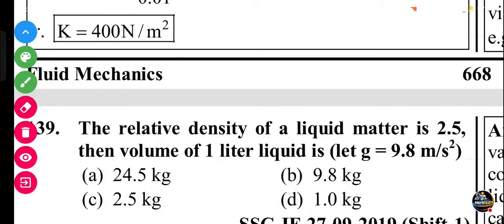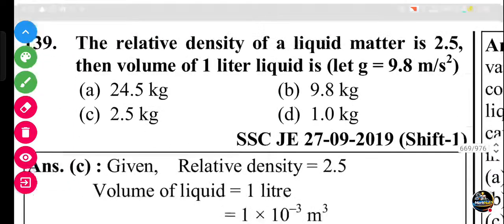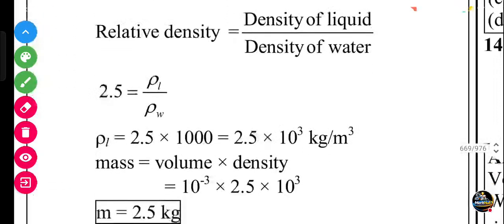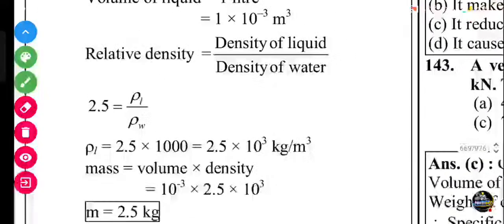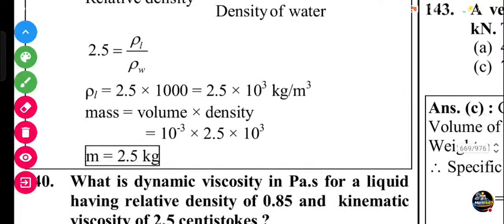You put the data in the equation, you can get the answer. Here is also the process of solving. Relative density is the density of the liquid by the density of the water. Mass equal to volume into density. So you get the 2.5 kg.